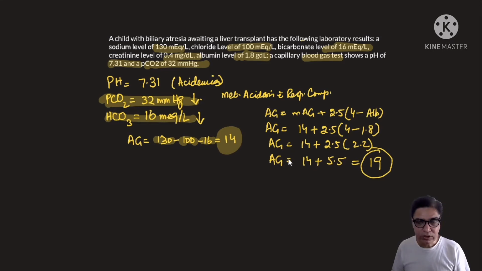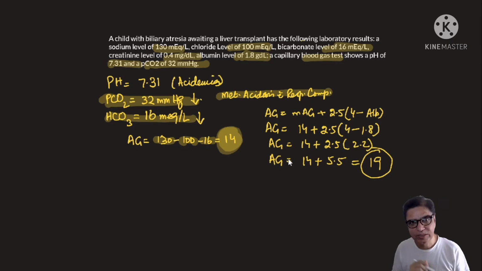Now we do the anion gap because it's metabolic acidosis. So anion gap is the sodium level minus chloride and bicarbonate. So 130 minus 100 minus 16 is equal to 14. So you can see that the anion gap is normal. So it looks like a normal anion gap metabolic acidosis with respiratory compensation.